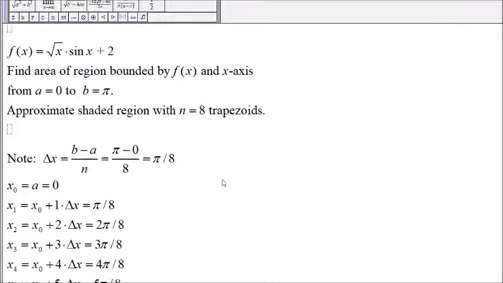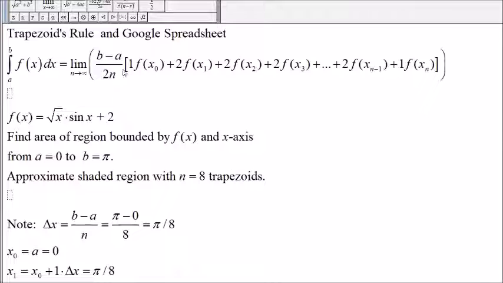And so first let's calculate delta x, or the height of each trapezoid, or the length of each subinterval. It's b minus a divided by n. So it'll be pi minus 0 divided by 8, which is pi over 8. And then this is the trapezoid rule formula.